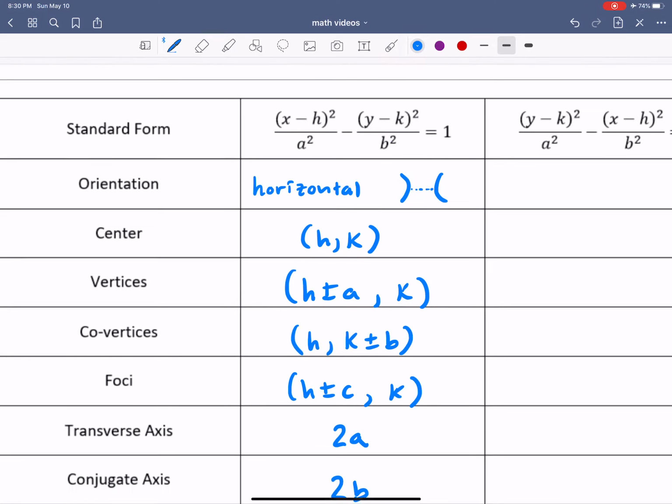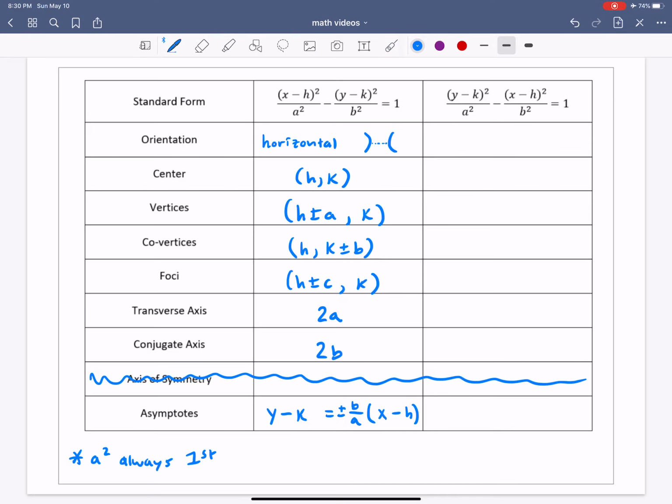Now, plus or minus means that one of them is going to be positive, one of them is going to be negative, but it's the same number. It's the same numerical value.